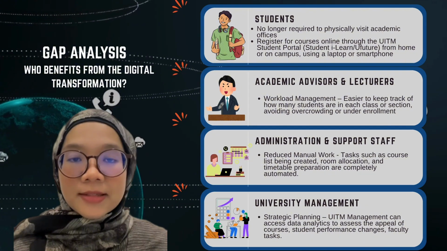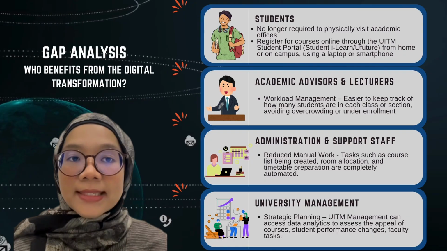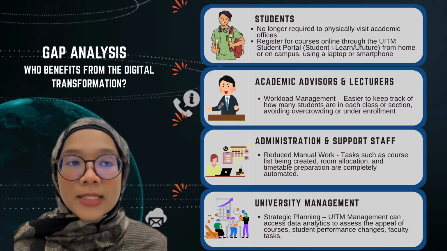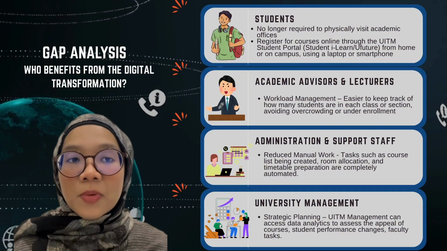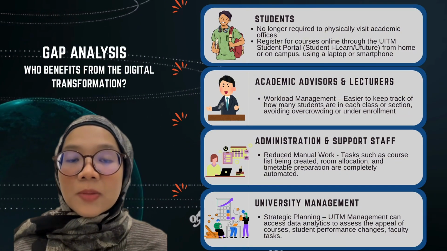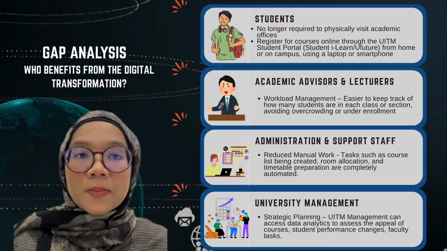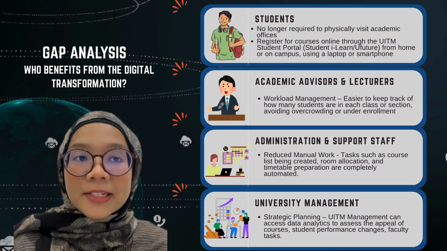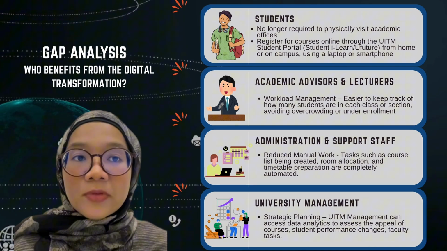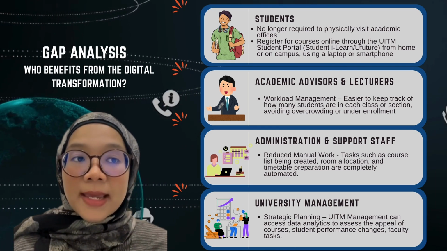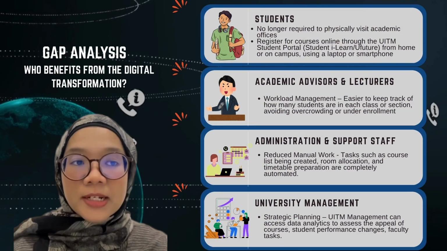Next, academic advisors and lecturers benefit from better workload management. It's now easy for them to track how many students are enrolled in each class or section, which helps avoid both overcrowding and under-enrollment. For administration and support staff, the digital shift has reduced the amount of manual work. Tasks like creating course lists, allocating rooms, and preparing timetables are now fully automated, saving a lot of time and minimizing errors. Finally, university management benefits through strategic planning.